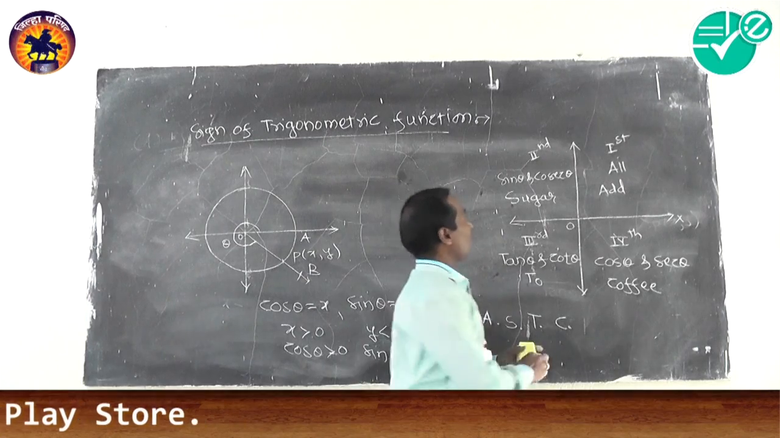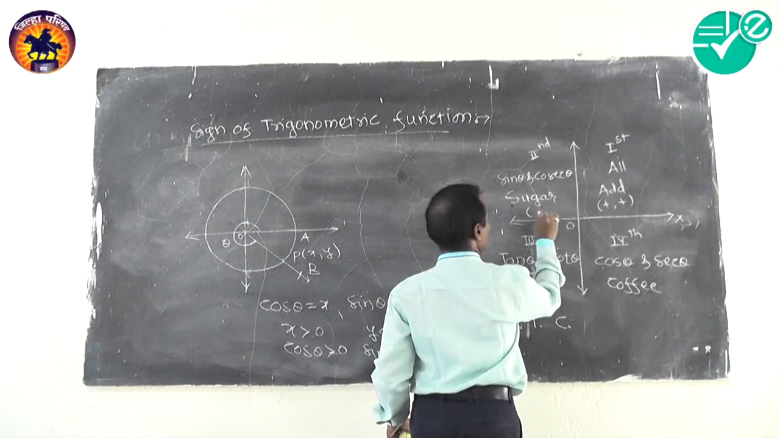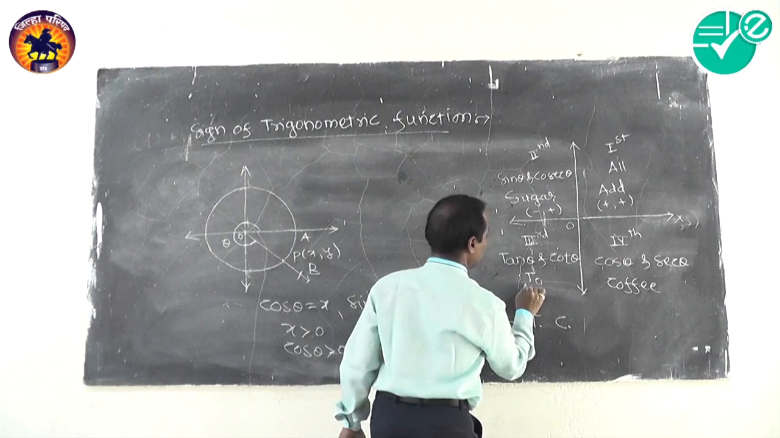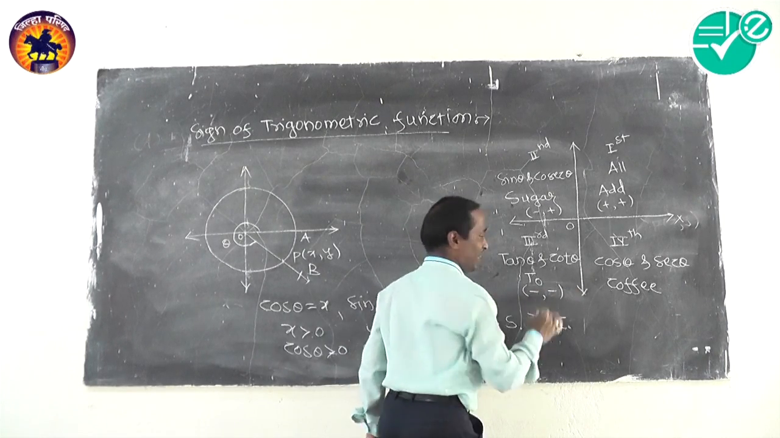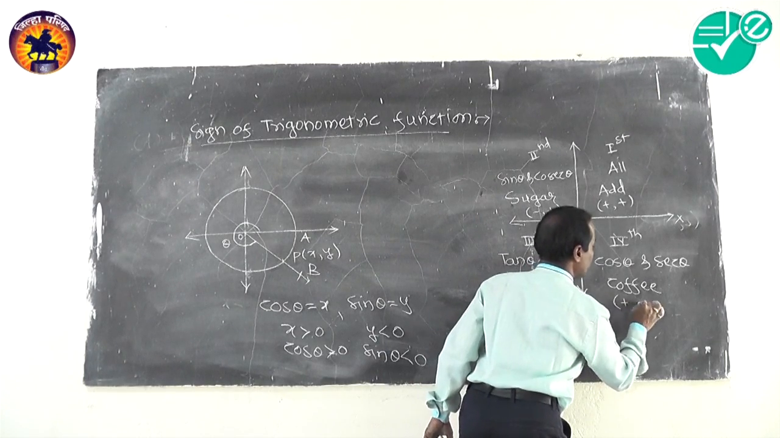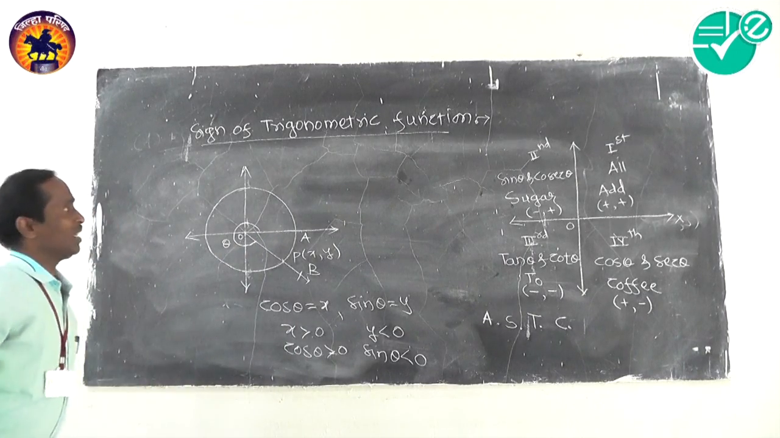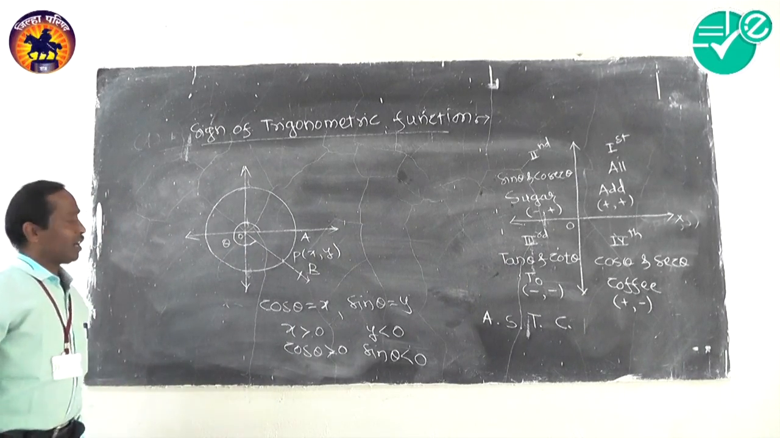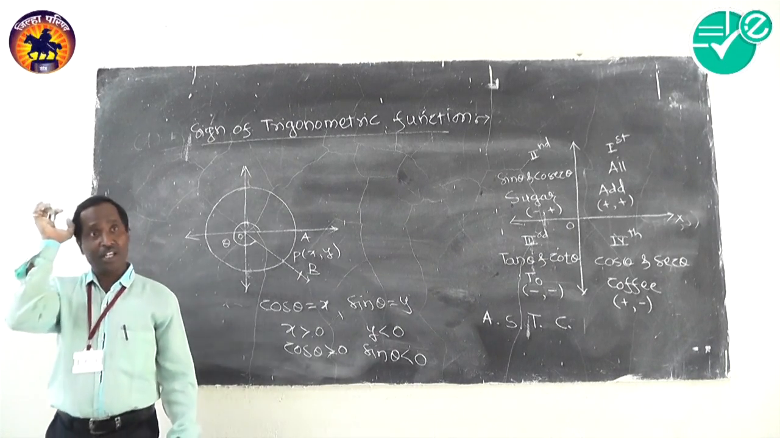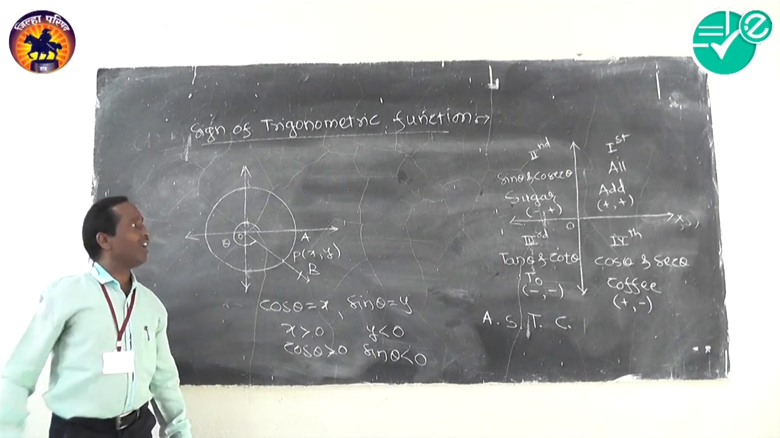In the first quadrant, both the coordinates are positive. In the second quadrant, the x coordinate is negative and the y coordinate is positive. In the third quadrant, both the coordinates are negative. In the fourth quadrant, the x coordinate is positive and the y coordinate is negative. So we have studied the signs of the trigonometric functions. Now we are going to start the next point, that is trigonometric functions of specific angles.